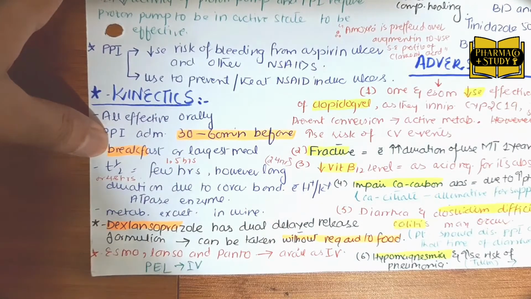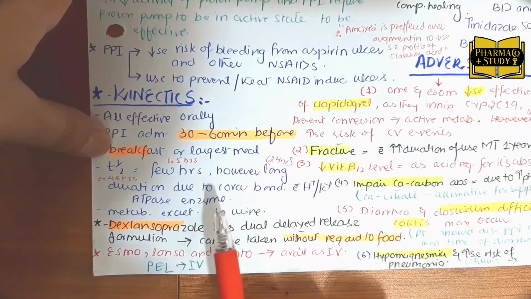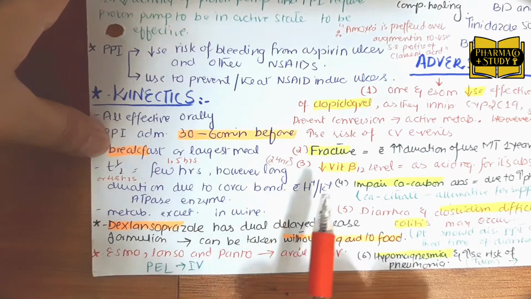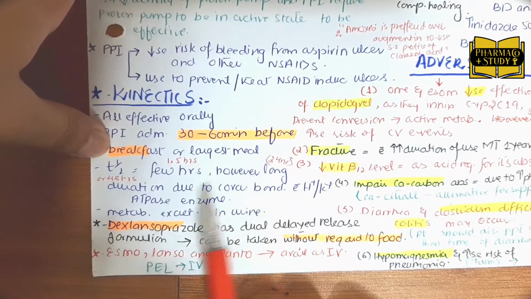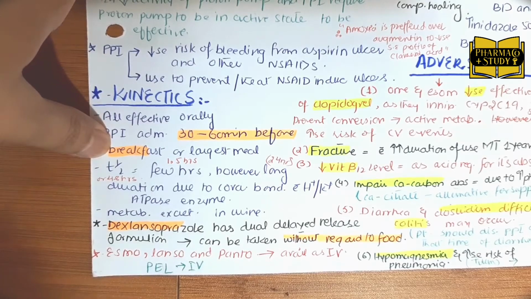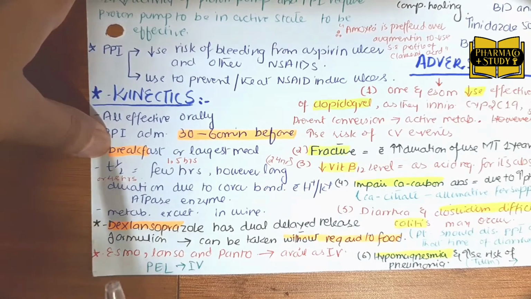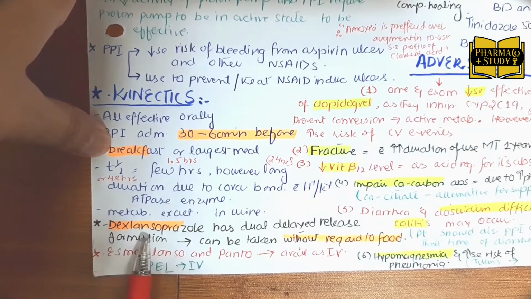Okay, so the half-life is short, however it has a long duration of action because of the covalent bond it forms with the hydrogen potassium ATPase enzyme. This is very important: because the covalent bond is formed, it has a long duration, however its half-life is short, 1 to 1.5 hours. Now one very important drug in this class is dexlansoprazole.